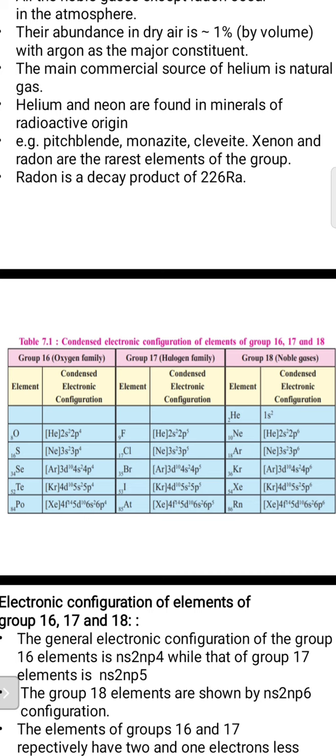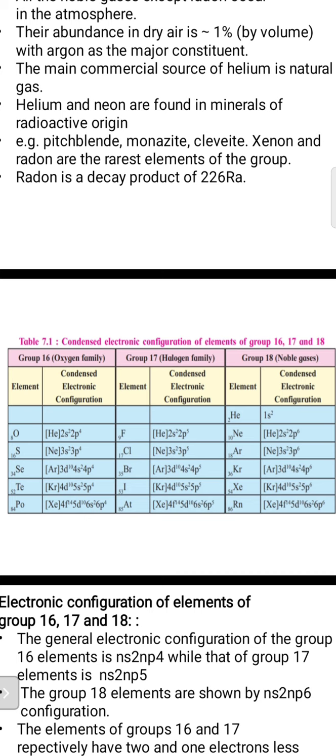But when writing this configuration in short, some shortcuts are adopted by certain scientists, and that shortcut regarding the condensed electronic configuration we are going to see in the table. What is that? One example I am going to tell. The argon configuration I said is 1s2 2s2 2p6 3s2 3p6. But the same configuration of argon, as per the table, we can write for argon, atomic number 18, first of all by writing neon.